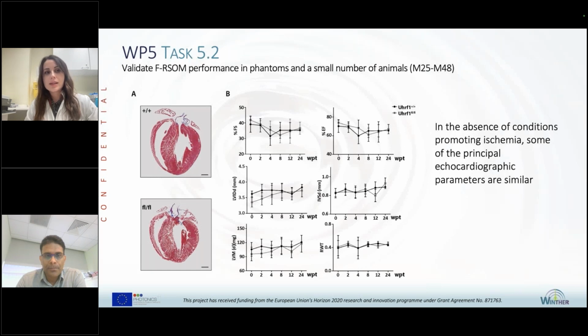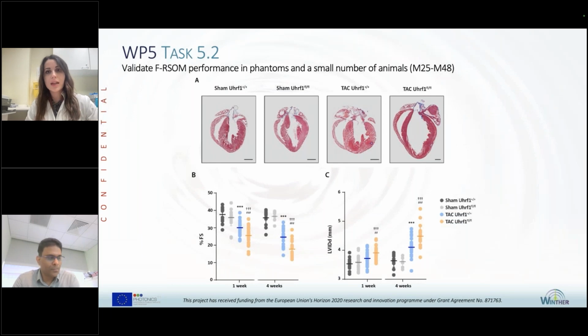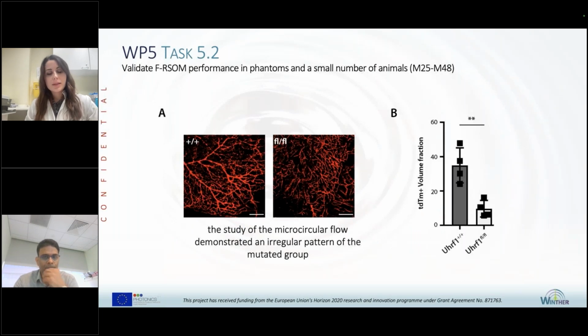the two groups of animals had similar echocardiographic parameters in basic condition, in the absence of conditions promoting ischemia. And this is the same after sham surgery, but after a specific procedure named transaortic constriction, some of these parameters are much worse in the mutated group than in the wild type group. This result had a counterpart in the RSOM analysis that we conducted in our unit. And we can see in this image the microvascular flow in the mutated group has an irregular pattern.